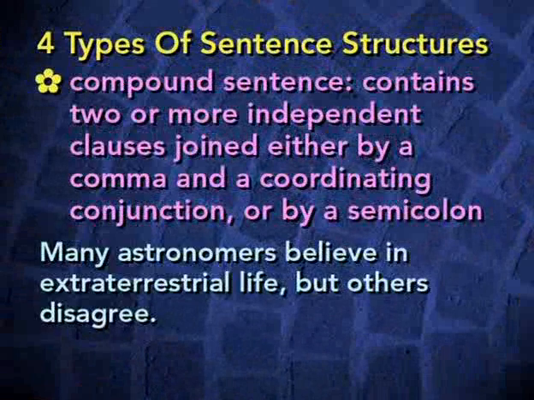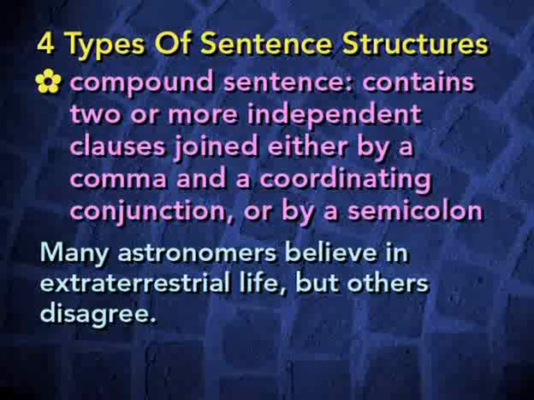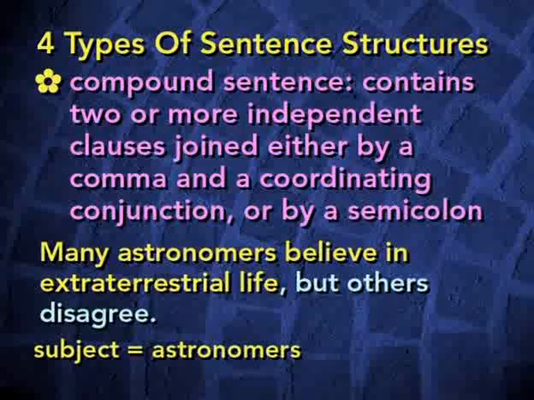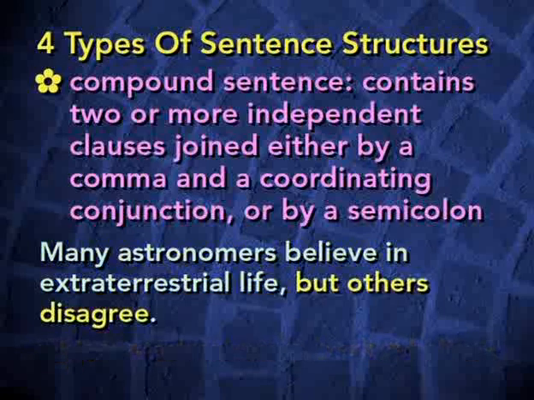Let's take a look at an example of a compound sentence. Many astronomers believe in extraterrestrial life, but others disagree. Here we have 2 independent clauses which have been joined together to form a single compound sentence. The first independent clause is, many astronomers believe in extraterrestrial life. The word extraterrestrial means life outside of this planet, outside of the Earth. That could stand alone as a sentence. It's an independent clause. It contains the subject, astronomers, and the verb, believe, and it could stand alone as a sentence. Then we have the clause, but others disagree.